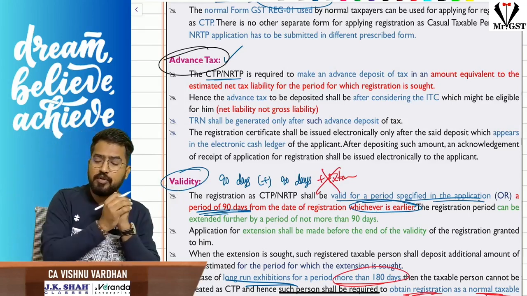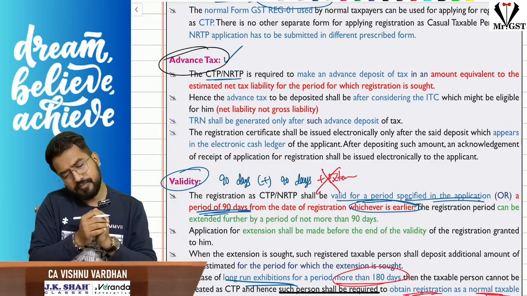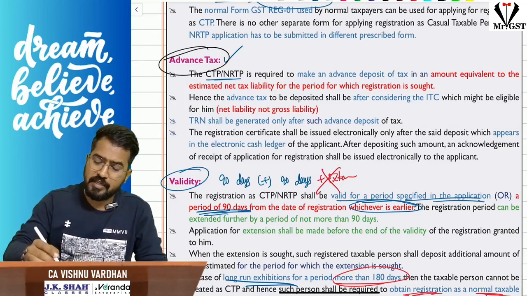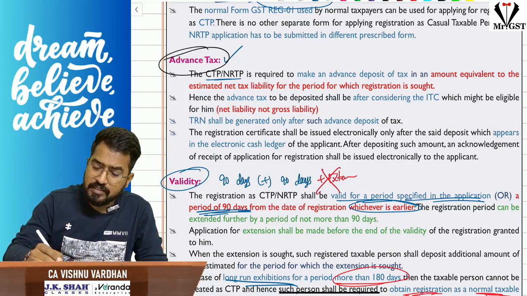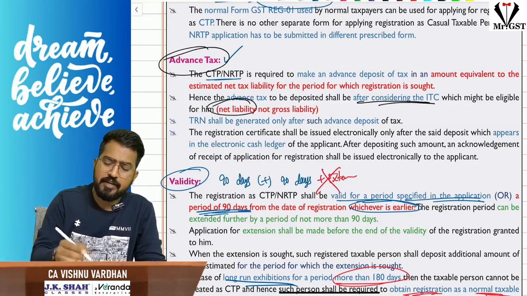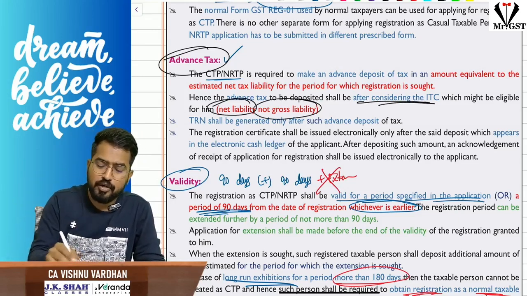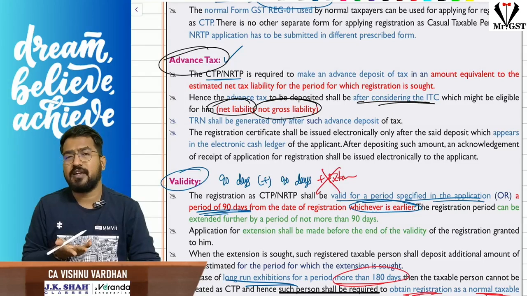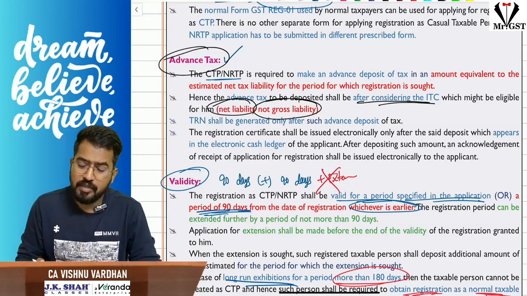So you should deposit the tax in advance by estimating the liability, after considering even the ITC available to you. So you should deposit sufficient on the net liability, not on the gross liability. See the kind heart of the government, you should understand here. Okay, next.